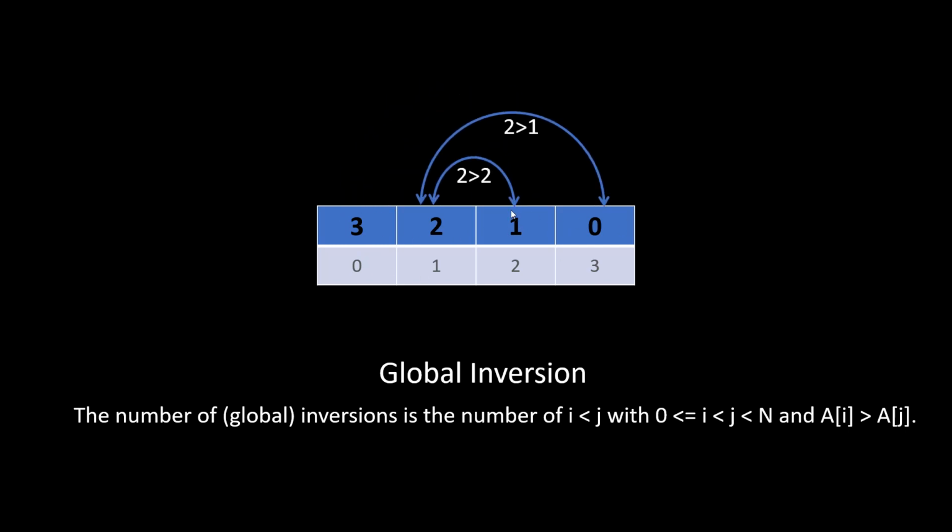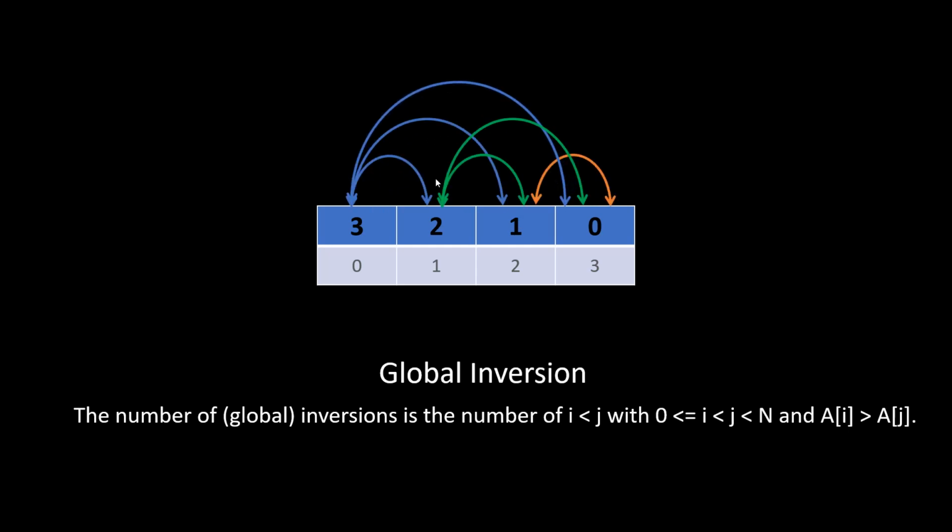Now, if you consider 2, you'll get 2 inversions for that. These are also global inversions. And if you take 1, you'll get 1 global inversion. So, in total, you'll have 6 global inversions for this particular example.